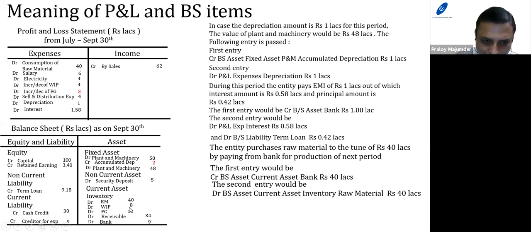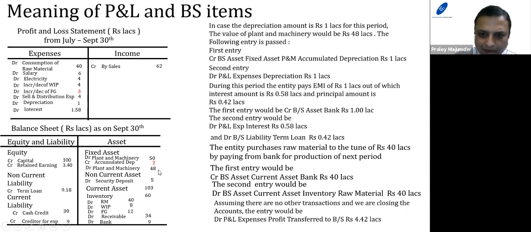Now we'll see what would be the inventory: raw material, WIP and finished goods. That brings you 60, and the current assets is 103. Now what is the total asset? 103 plus 48, that is 518 plus 48, assuming there is no other transaction. So these are the transactions for this period.